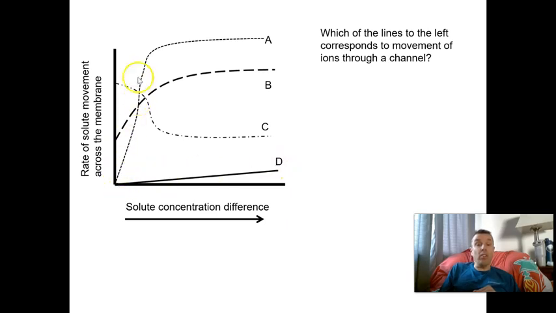and A represents movement across through a channel, because you have rapid movement. The higher the concentration difference, the faster flow you have, but you also get saturated, where eventually you can't flow any faster because all of the channels are already open. Things are already flowing as fast as they can.